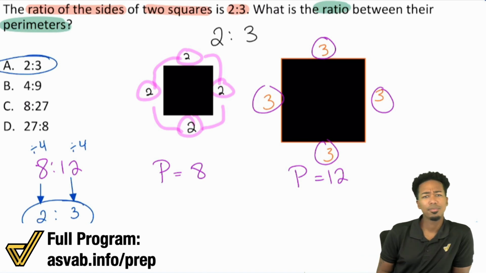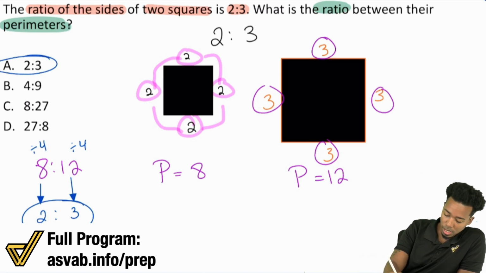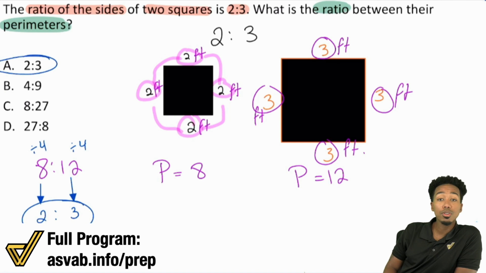But why is that? Well, the reason is this. If you're looking at the sides of a square, you're looking at feet, centimeters, inches, whatever it is. But notice that the perimeter is still going to be feet. And so the unit scale doesn't change, and so the ratio doesn't change.